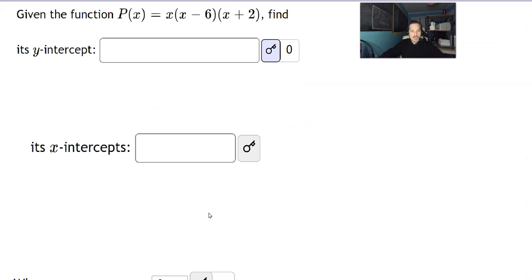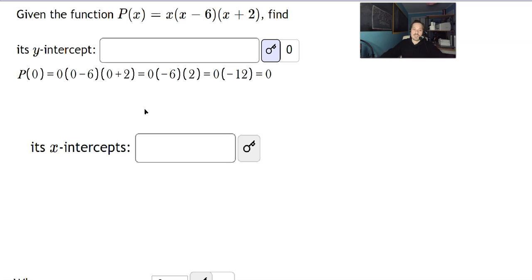Okay, let's move on. The last question, we're going to take a look at analyzing a polynomial. Given this function, p of x equals x times x minus 6 times x plus 2, find its y-intercept. The y-intercept occurs when x has the value 0, so you just have to find p of 0. You're going to have 0 times 0 minus 6, and then 0 plus 2. Then you're going to have 0 times negative 6 times positive 2. When you multiply 0 now by the negative 12, you still end up with 0. So the y-intercept is 0. This value here, in other words, is 0, you see?